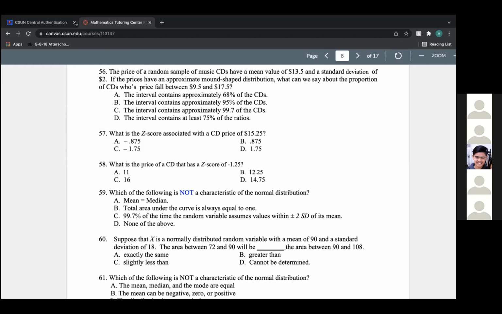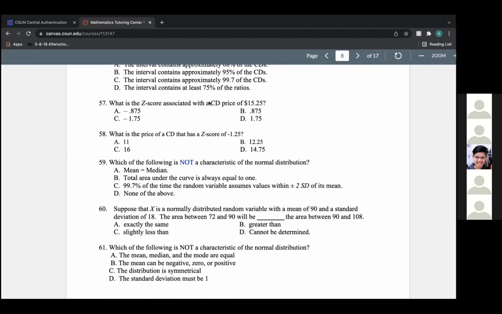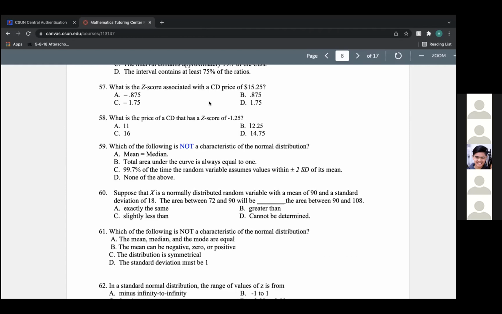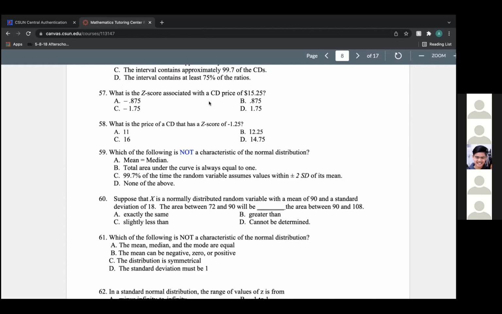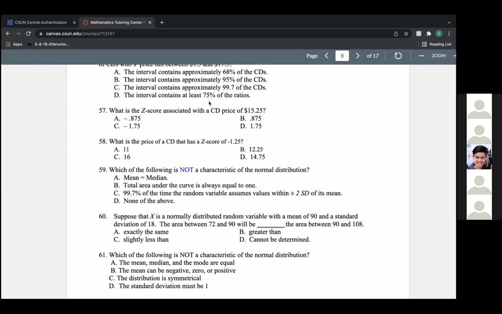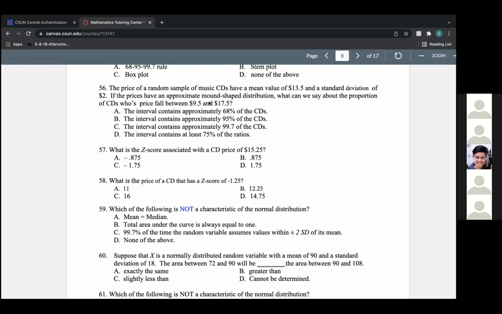What is the price of a CD that has a z-score of negative 1.25? That means it's 1.25 deviations below the mean. A deviation is $2, so that's $1.50 below the mean, so that would be $12. Uh-oh, I don't see it there. Did I do it wrong in my head? 1.25 deviations, oh, $2.50 below the mean. Anahit, I still need the question if you don't mind. There we go, because these are all referring to the same question. Did I just do my head wrong?